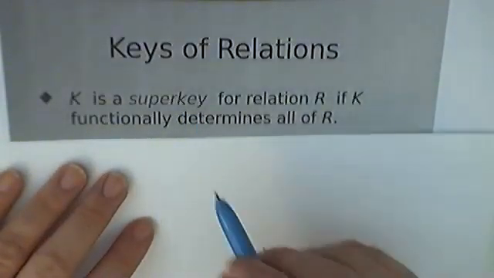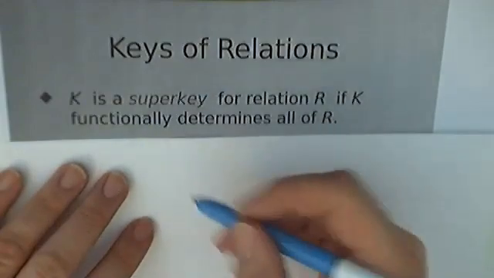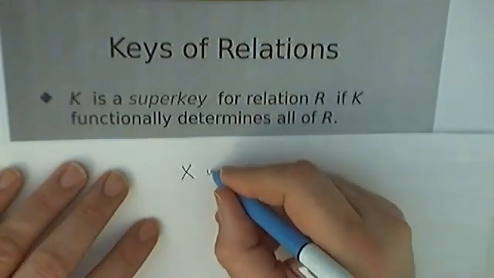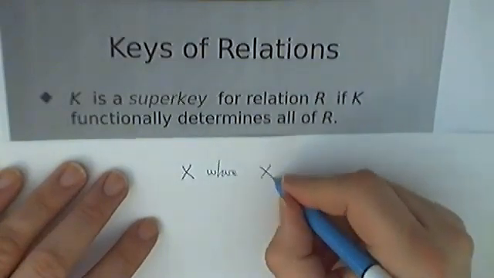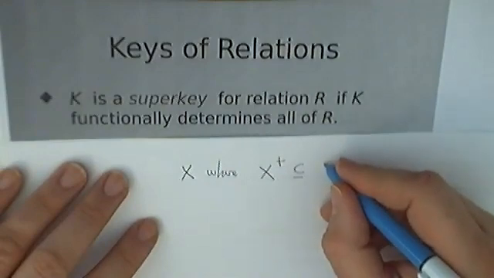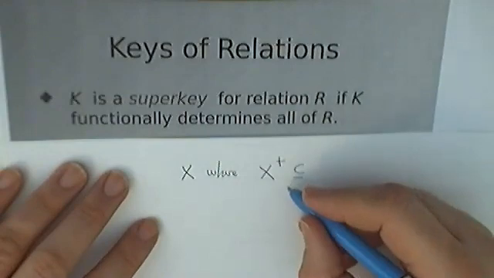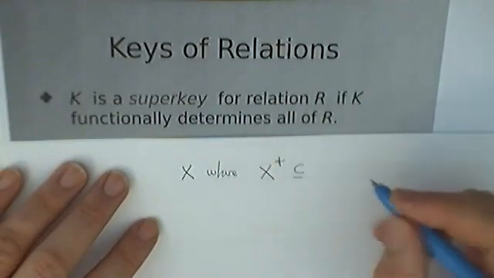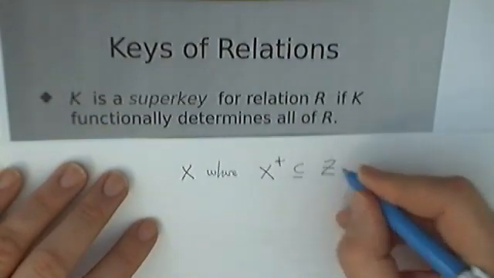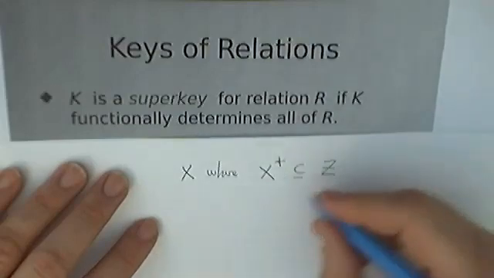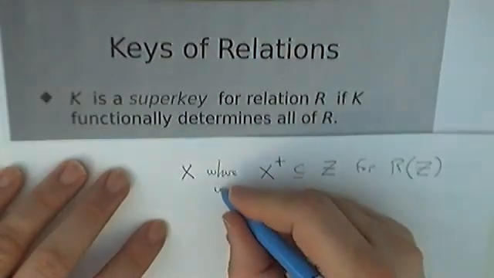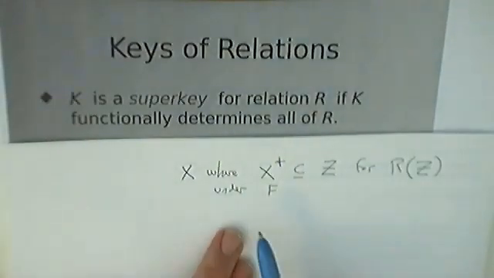A super key is a set of attributes X where the closure of X under F is a superset of, let's say, Z, for R under F, something like that. So that's the super key.